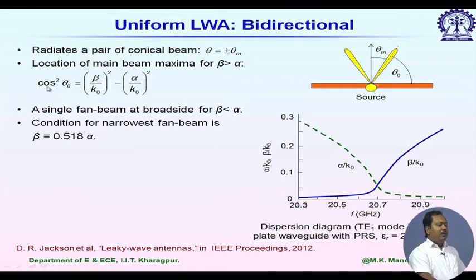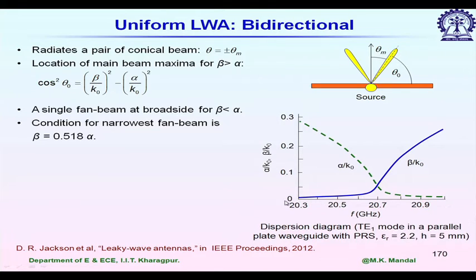It can be given by cos square theta naught equal to (beta by k naught) whole square minus (alpha by k naught) whole square. Now, beam width changes with frequency, because alpha changes with frequency. In a typical alpha by k naught plot for a given structure, you see alpha by k naught is highest at the lowest frequency, then it decreases. So, if alpha changes with frequency, the beam width will also change with frequency. This is a problem with this type of antenna.